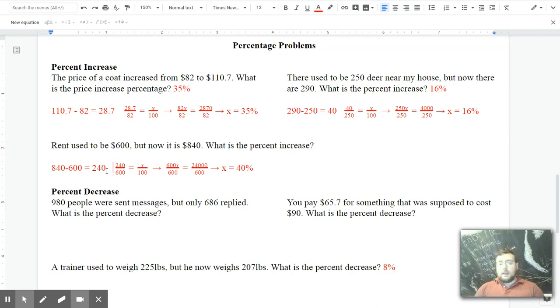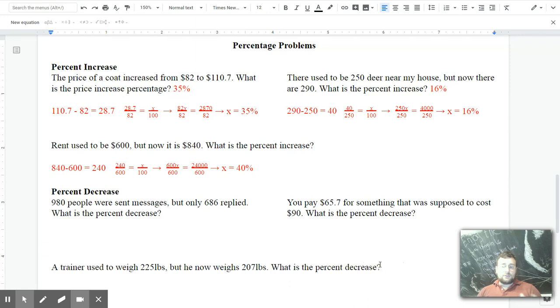24,000. And now you divide both sides by 600 to get rid of what's next to the X, and you get 40%. Again, if you had put 840 instead of 240, your answer would have been 140%, and you would have had to make that adjustment of actually deleting the 100 out of that because it's the increase.